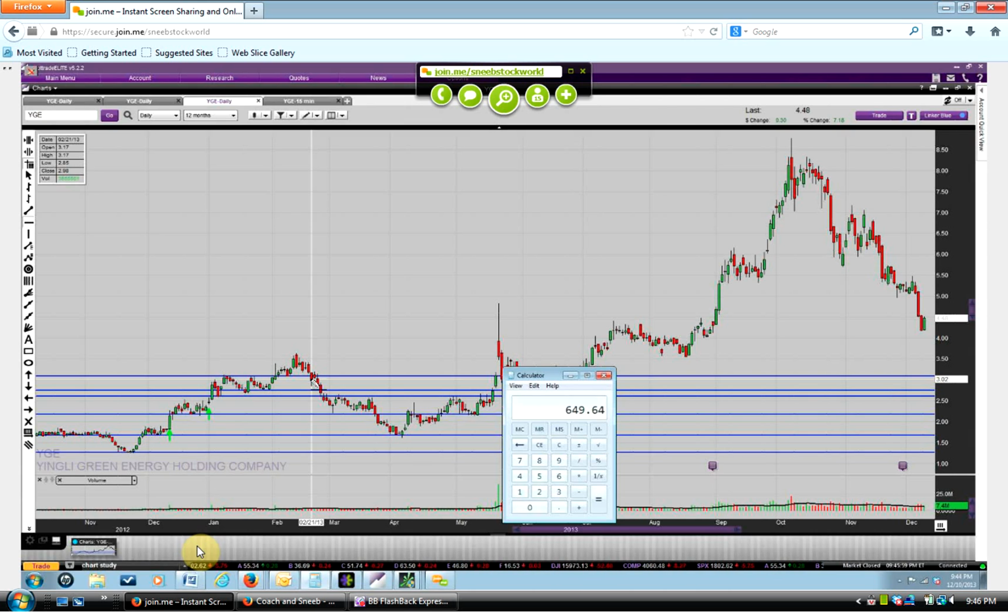And when we make this sell, we have $649.64 in cash, right? Now, if we're just going to base that off of the $500 put in, we made $149.64, right?